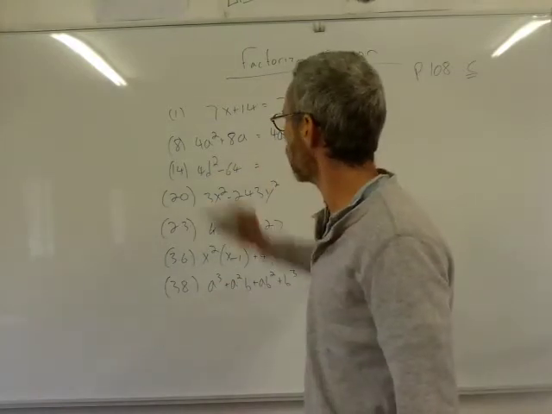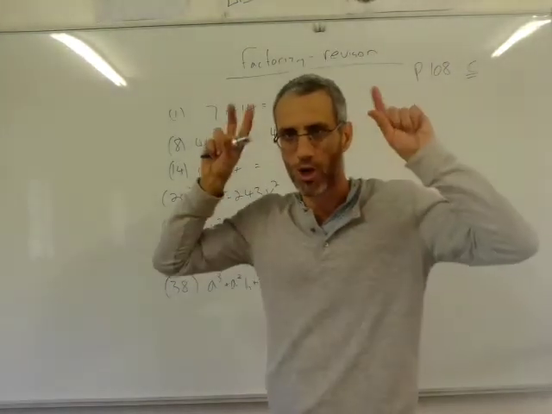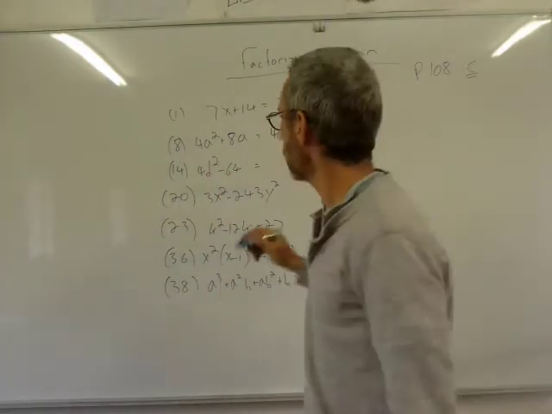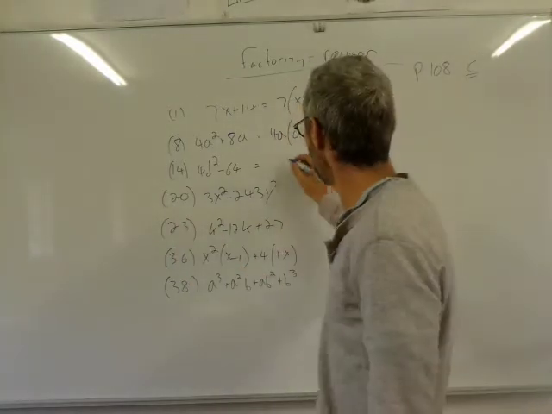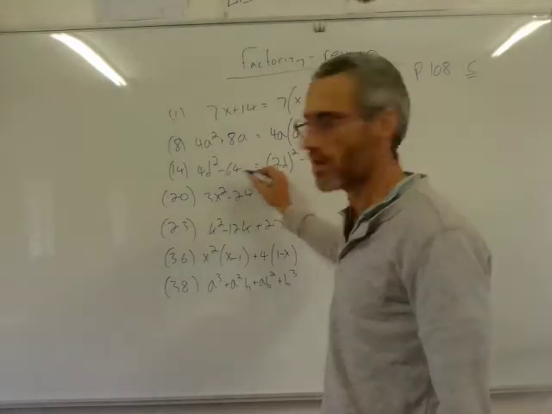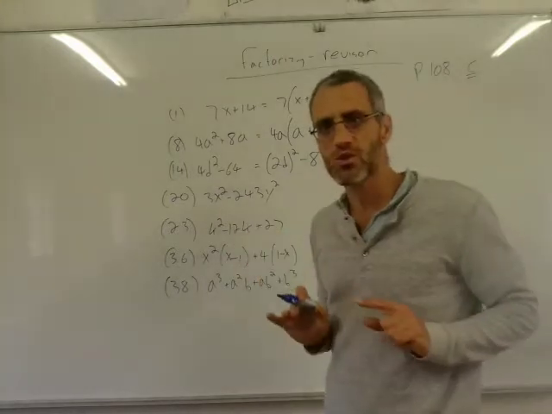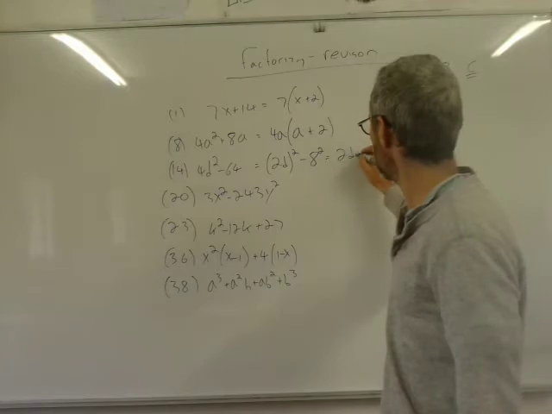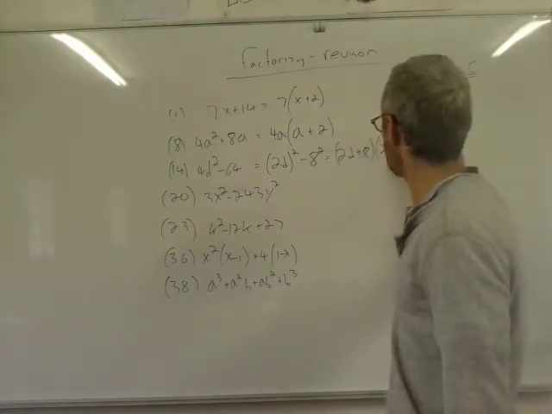Right, next one, 14. 4d squared minus 64. That should put alarm bells of difference of a square. We have a difference, and these are squares. What is the square of what will give you 4d squared? The square of 2d. So 2d squared minus 8 squared. So I rewrote that simply as a difference of 2 squares, and now I just do the easy part. It's 2d plus 8 times 2d minus 8.